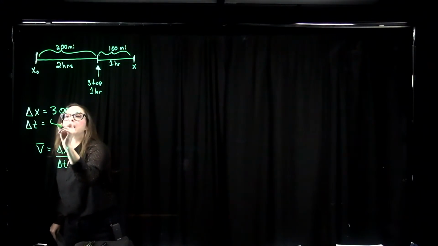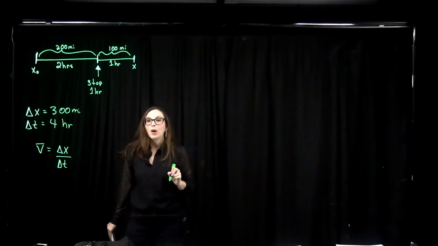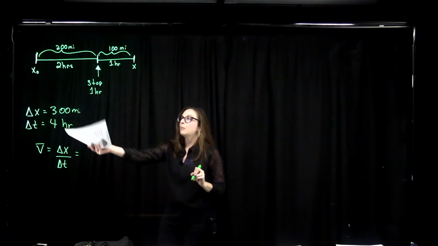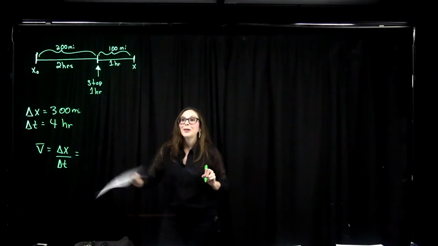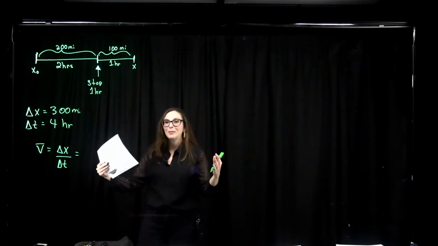So my total time for this problem to find my average speed is 4 hours. In order to find my average speed, I take my change in position over the total time of my trip, including the time I was driving and stopping.